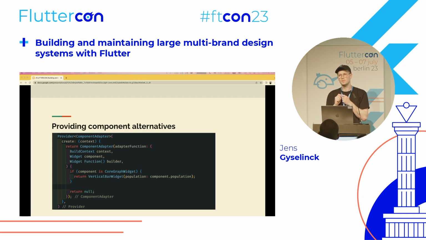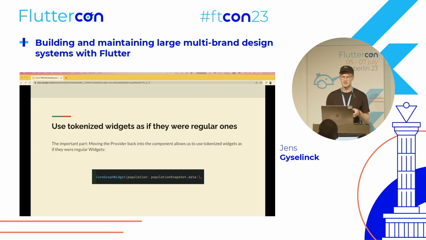Because now we know from experience that what you actually need to override is not that much. So this kind of approach makes more sense, because then you have more readability. But actually the most important thing is, this is now what our tokenized widgets look like in our code. So they look like regular widgets and are very easy to use.